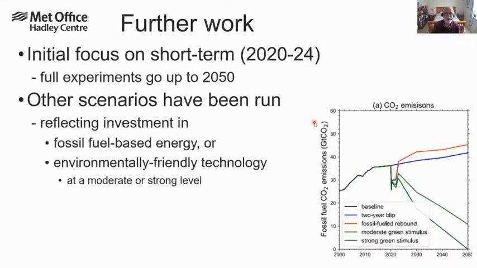So we got this initial focus on the short term. The full experiments go up to 2050, and other scenarios have been run besides the 2-year blip. So in my picture here, 2-year blip means going back to whatever it was that we had beforehand, but there are other ways in which we could come out of the pandemic. We could have a fossil fueled rebound, so emissions actually increase, or we could have different variations on ways in which we could use a green stimulus to reduce CO2 emissions as we go along.